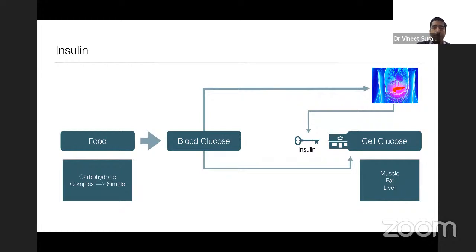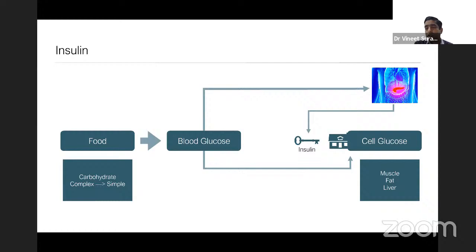So whenever we eat food, the complex carbs get converted into simple carbs in the gut, and then it's the blood glucose which goes into the bloodstream, and from there it has to go into the cell. Now there are certain cells which are insulin dependent, especially the muscle, fat, and liver cells, which require insulin as a key for glucose to enter into the cell.